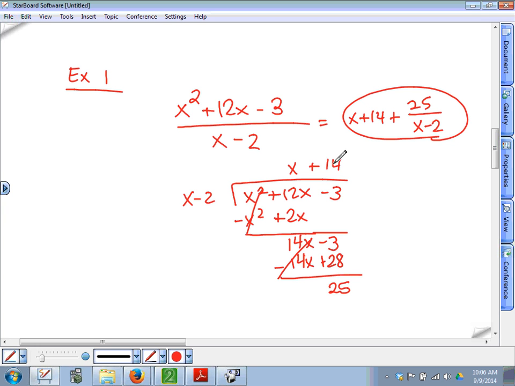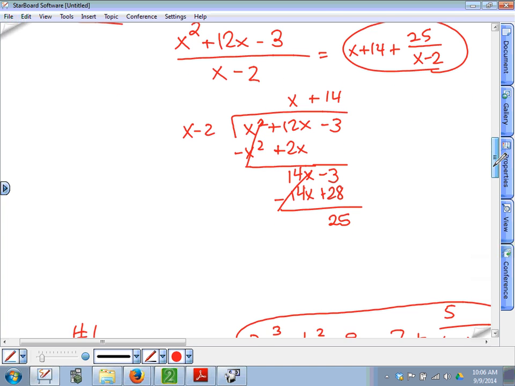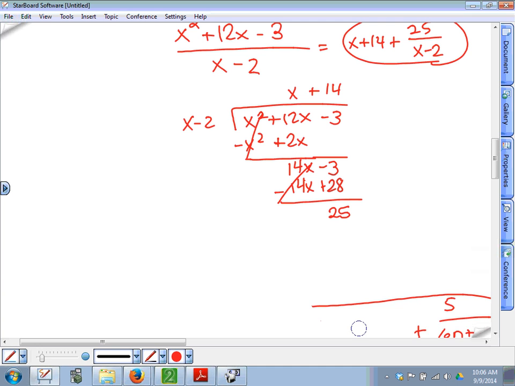The 14 multiplies the x here to get the 14x, but then the 14 has to multiply the negative 2 to get negative 28. Okay. If it were to equal 27, then could you simplify it? If what was 27? It's like remainder 27. If that were 27 right there? Sorry. When do you ever change it? No, you never change it? Okay. You never change the remainder.